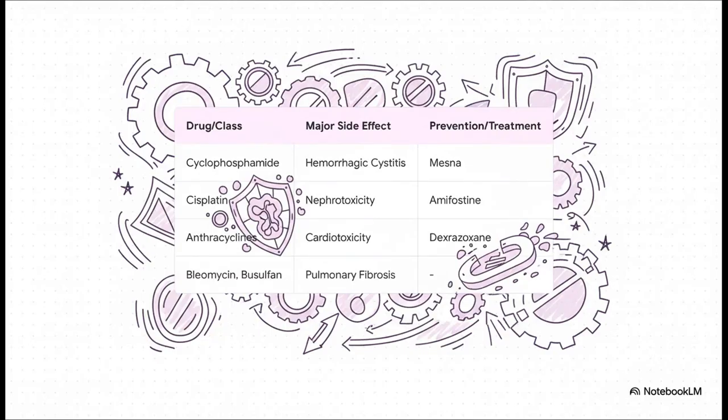But here's the good news. Modern medicine has gotten incredibly clever about managing all this. This table shows just a few examples of specific toxicities and the rescue agents we've developed. For instance, cyclophosphamide can be tough on the bladder, so patients get a drug called Mesna to protect it. Cisplatin can really hurt the kidneys, so amifostine is used as a shield. Anthracyclines can damage the heart, so dexrazoxane can be used to clean up dangerous particles. It's this constant game of offense and defense.